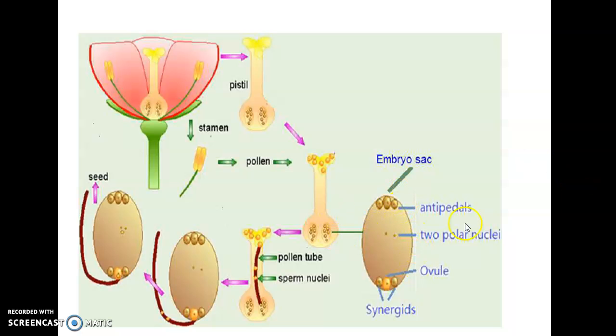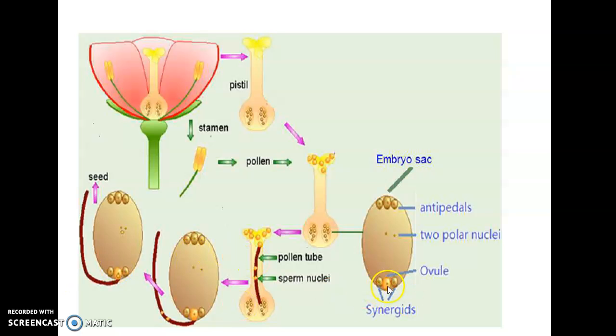It will combine with the 2 polar nuclei in the center and in future it becomes endosperm, which provides nourishment to the developing embryo. So indeed this is known as double fertilization. Normally we discussed fertilization in class 10, isn't it?